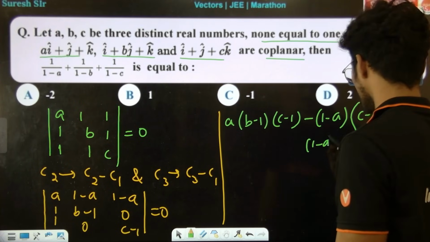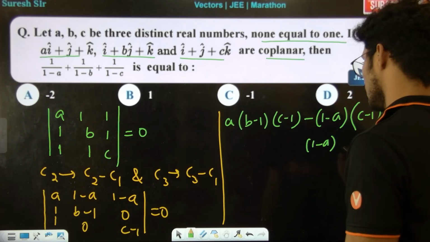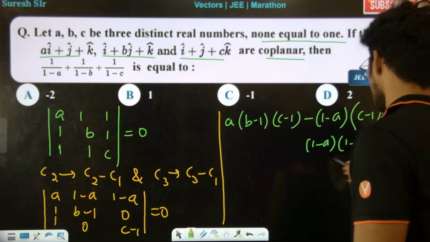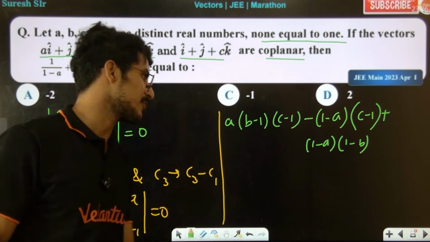Let me write 1 minus A into 1 minus A into minus of B minus 1, which is 1 minus B. Check. I am writing directly, guys. In the last one, here B minus 1 will come. So I am multiplying it minus inside.